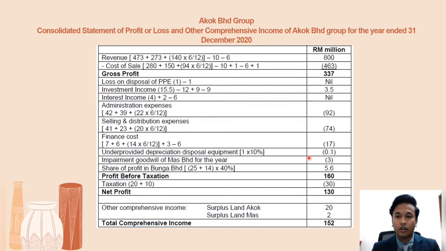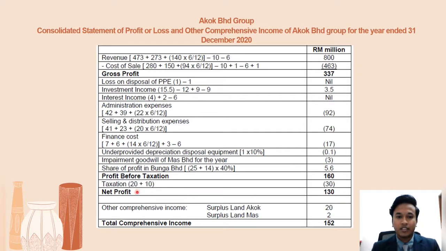Since we have loss on disposal of PPE, we will have under-provided depreciation on disposal of equipment amounting to 0.1 million or 100,000. After that, we will deduct impairment of goodwill of Mas Berhad for the year amounting to 3 million and we will add share of profit of associate, that is Bunga Berhad, amounting to 5.6 million, which we get from 25 plus 14 times 40% interest. So the profit before taxation is 160 million.